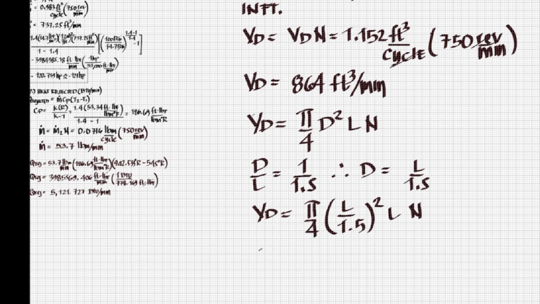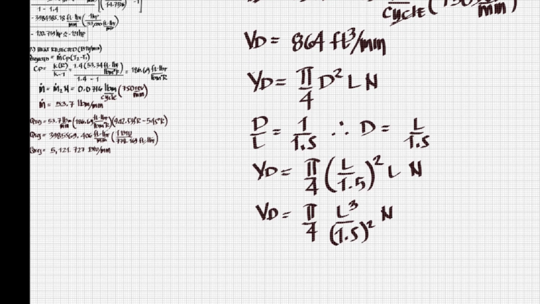Then, distributing that in the equation, I can say that my π/4 equation, my L, will be expressed as L cubed over 1.5 squared, and I have my RPM. Now, since the volume displaced is 864, I can write here 864, which will be cubic feet per minute, right?